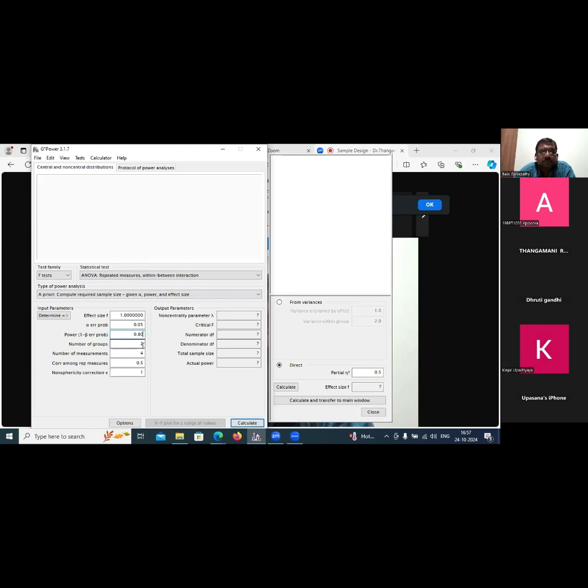That's it. Number of groups: I have 3 groups, 2 experimental groups and 1 control group. Number of measurements is 4: pre, post 1, post 2, post 3. So total 4, that means 0, 2 months, 6 months, 12 months, when I'm measuring the data. Correlation among measures you keep at 0.5 only, and non-sphericity correction 1 only; you enter exactly that. So the total sample size is 6, because of this effect size. Effect size 1 is beyond the normal range.